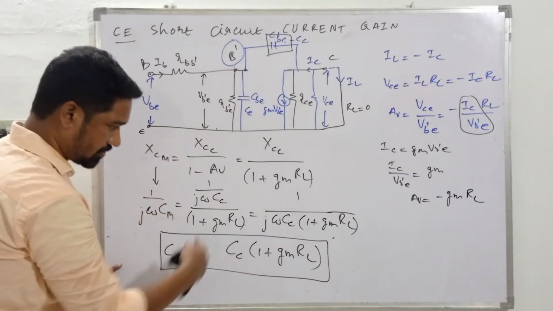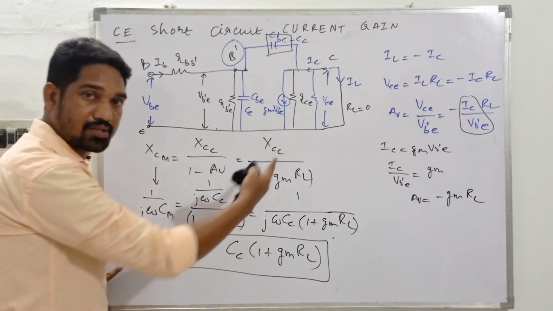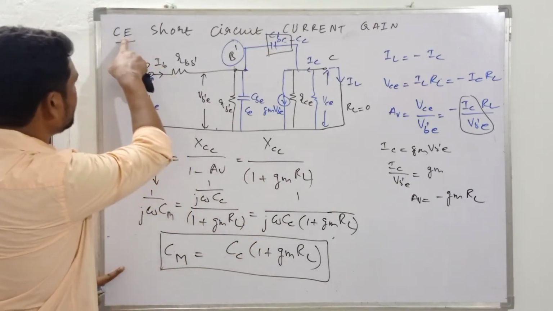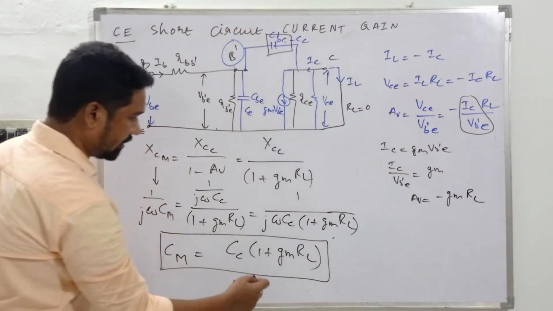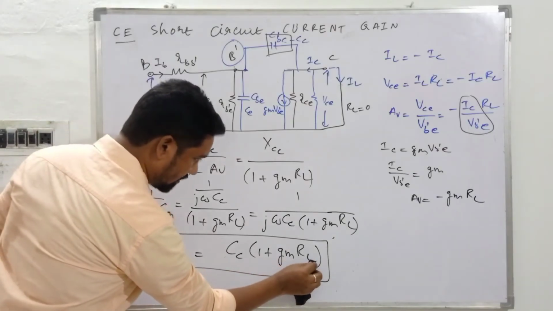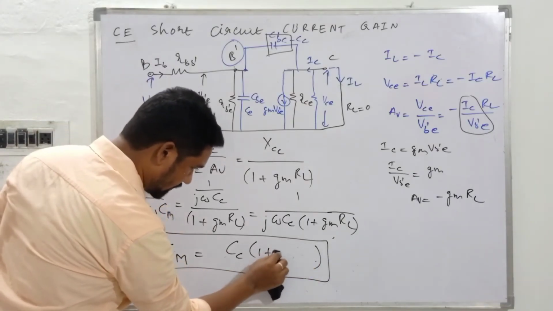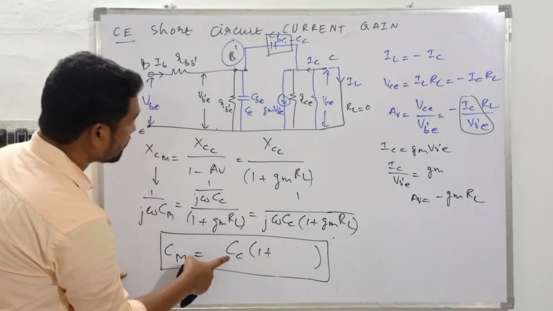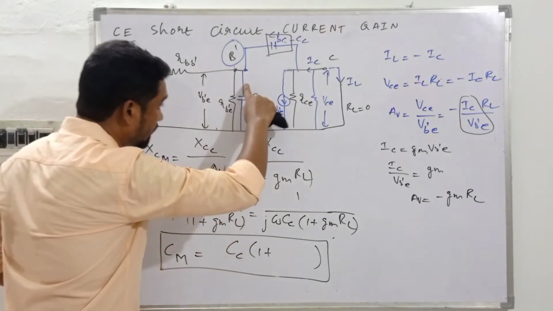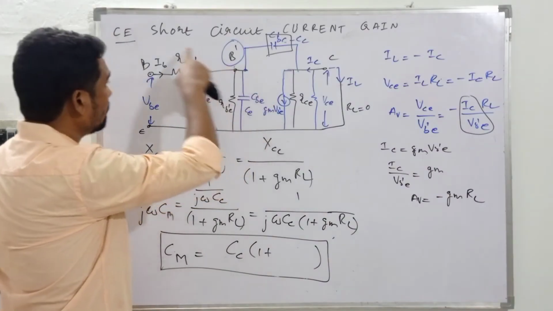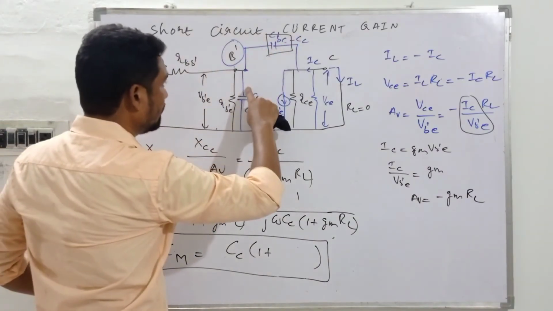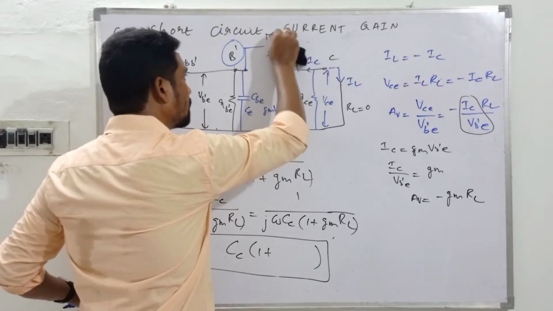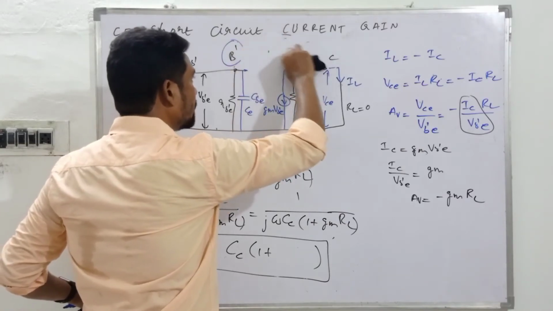We'll make use of this expression, the next one, when there exists a load resistance. Okay, for CE short circuit current gain, RL is made 0, so we don't have this one, we don't have this one. So this is the amount of capacitance which comes over here in CE short circuit current gain. We can remove this one according to Miller's theorem.